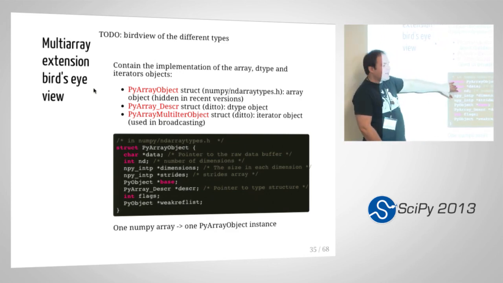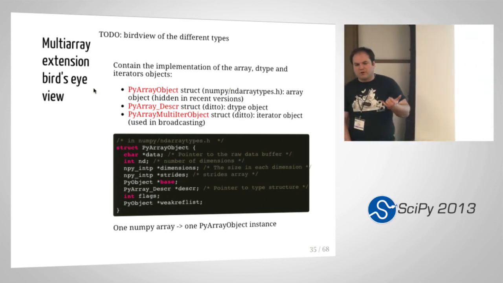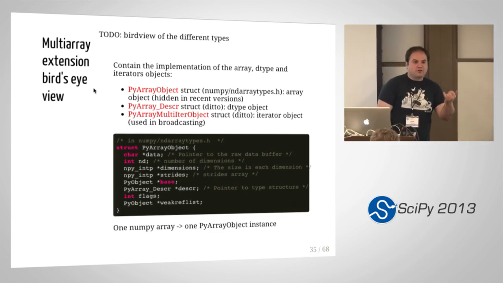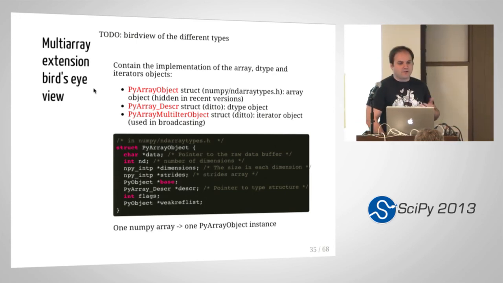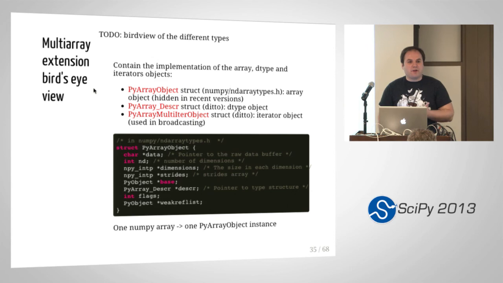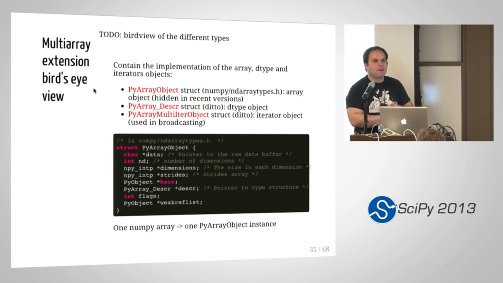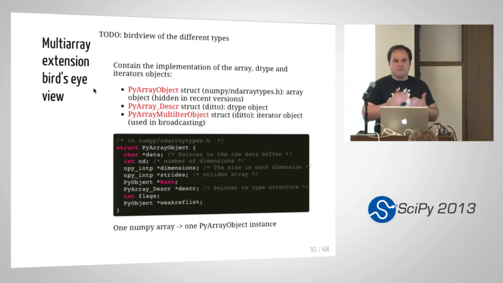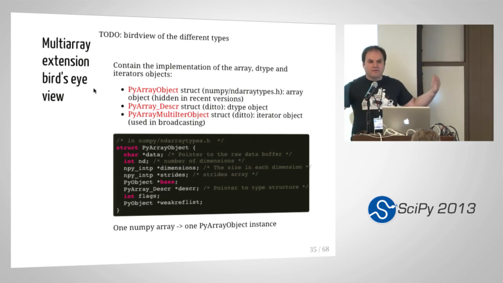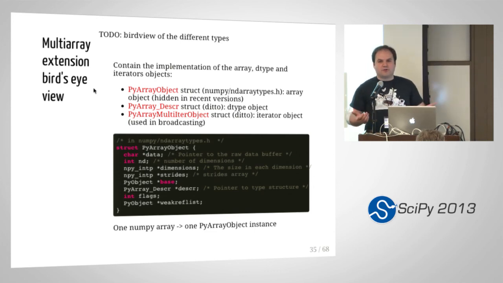You have the pointer data, just a char pointer. This points towards the actual memory buffer. So if you want to look at the actual data inside your NumPy array, that's inside the data member of the PyArrayObject structure. nd is the number of dimensions. So if you have a two-dimensional array, nd equals 2, a one-dimensional array, nd equals 1. Then you have an array of integer dimensions, which has as many items as you have dimensions. For each dimension, it gives you how many items you have in that dimension. So if you have a 3x2 array, dimension 0 will be 3, dimension 1 will be 2.